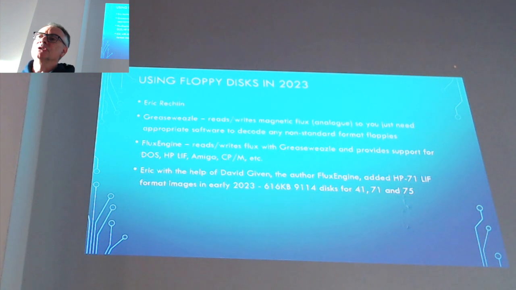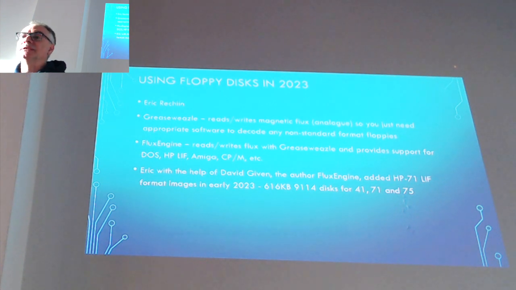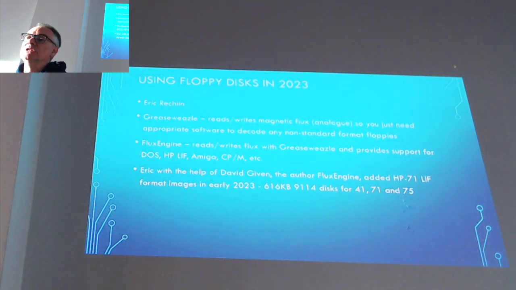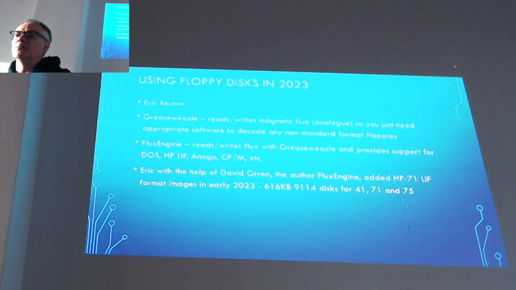So for those who don't know, Grease Weasel connects to a standard floppy disk drive mechanism, and then you connect it to your PC, and all it reads and writes is magnetic flux, so the analog signal. On top of that, you need the appropriate software to decode any non-standard format floppies. Flux Engine is a piece of software for it. It already reads and writes with Grease Weasel and supports the common DOS, HP, LIF, Amiga, CPM, and all the rest of it. But Eric tried to update the software because it's open source, it's on GitHub and what have you.